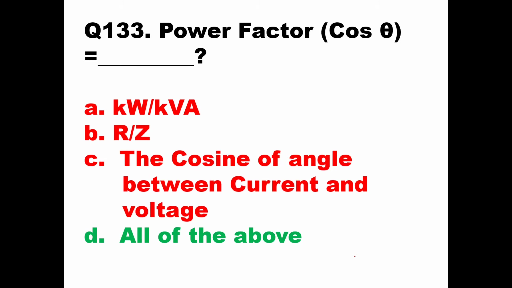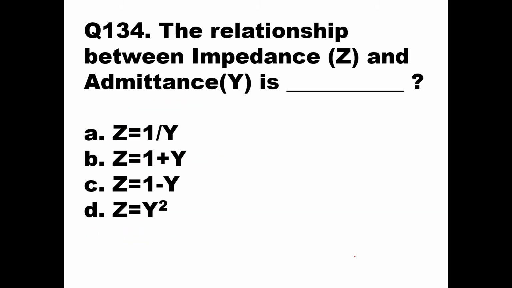Then we'll go to the next question, question number 134, the relationship between impedance Z and admittance Y. So here we are speaking about impedance Z and admittance Y. Impedance will come into the picture if you have an RL or RC or RLC circuit. Impedance is like opposition to the flow of current. It is like resistance.